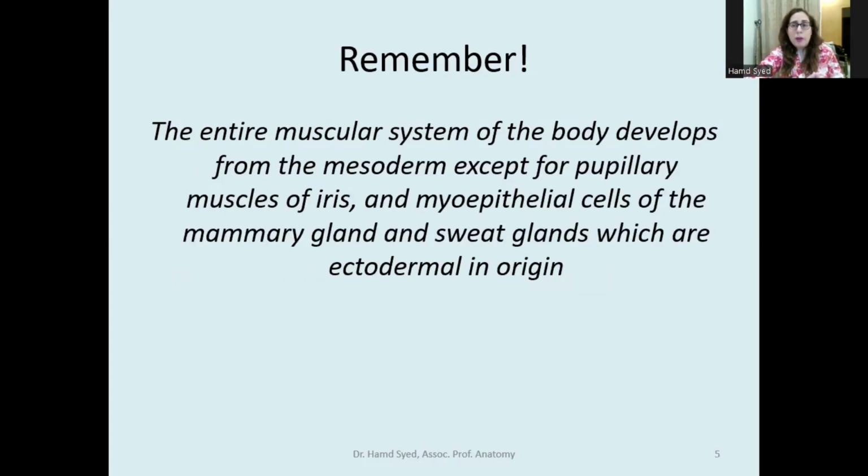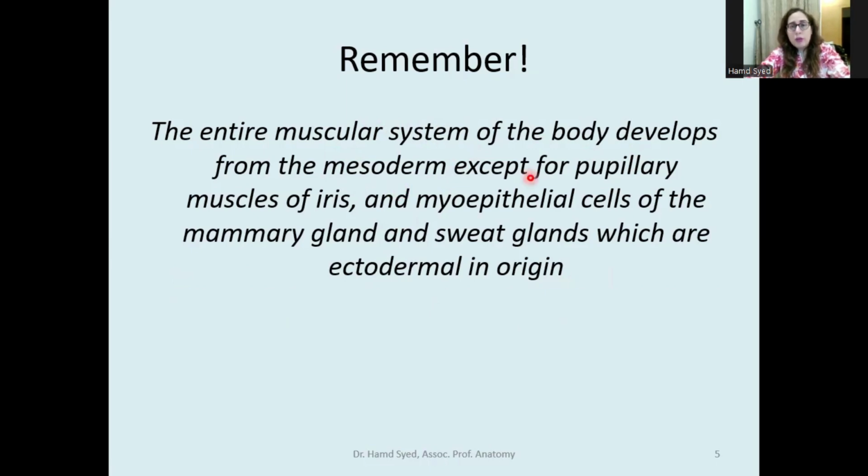Now, the very first point that I would like to emphasize is that the entire muscular system of the body develops from the mesoderm. Now we know that our beginning as a human being is in the form of a trilaminar germ disc. These three layers are ectoderm, mesoderm, and endoderm. It is the mesodermal layer which is largely responsible for the formation of the muscular system.